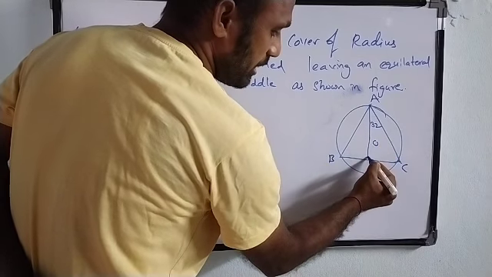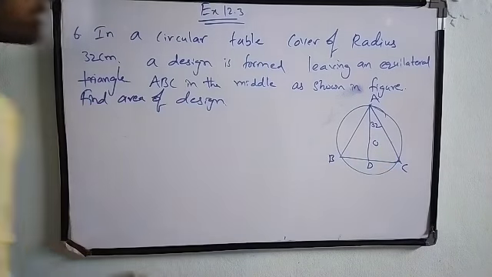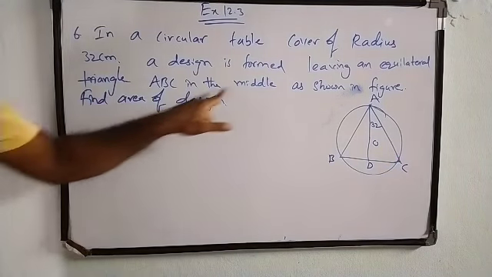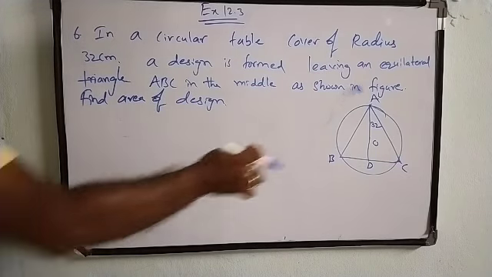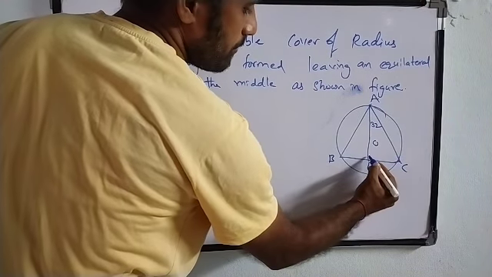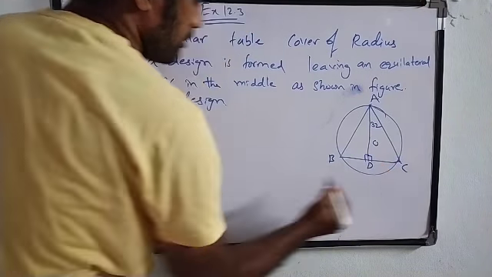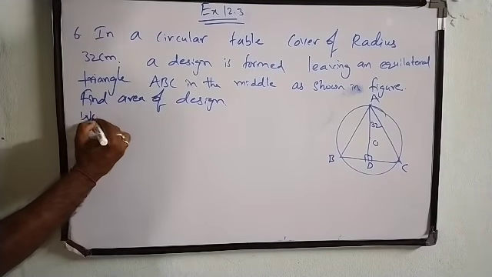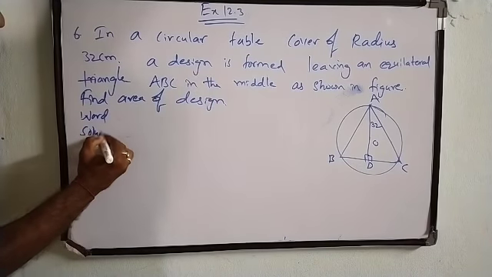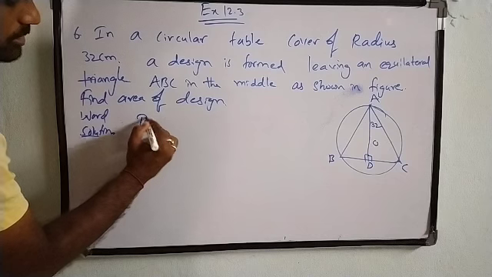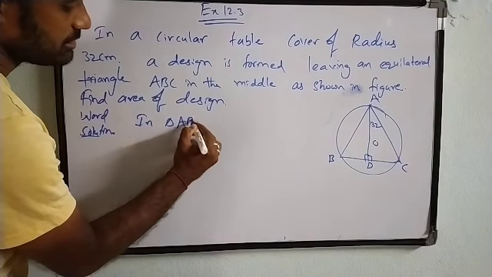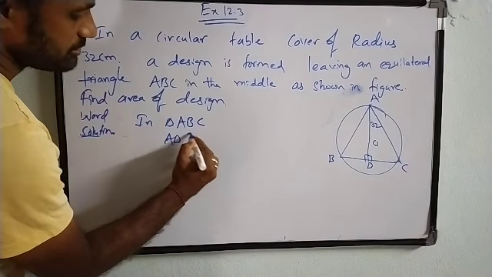So let me draw a median. It's clearly mentioned that triangle ABC is an equilateral triangle. So in an equilateral triangle, median and altitude both are the same. Let us start doing the solution here. So in triangle ABC, AD is the median.